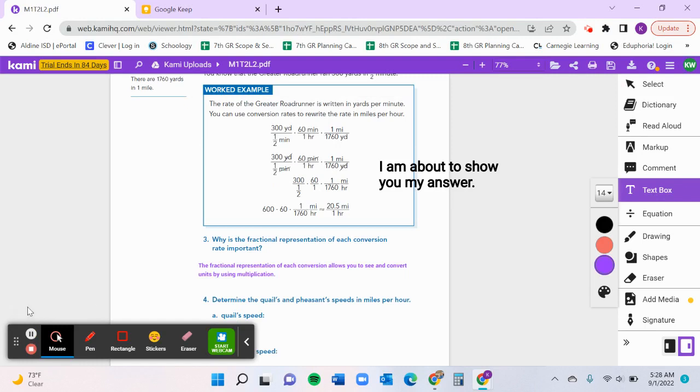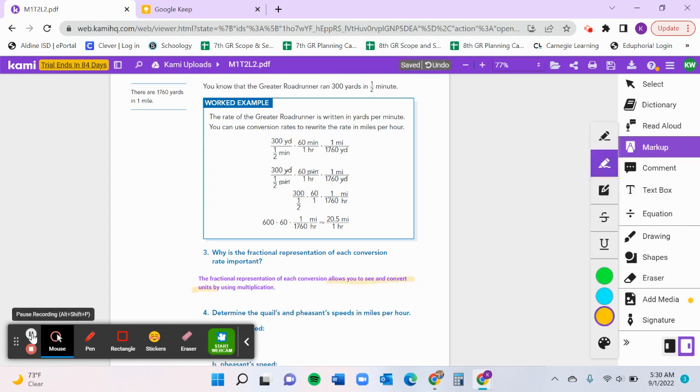Now, your answers could have varied, but you could have said something along the lines of, the fractional representation of each conversion allows you to see and convert units by using multiplication. But the main key point here is it allows you to see the units.